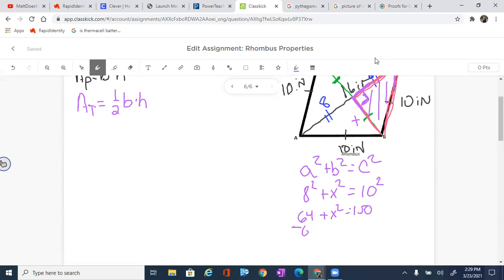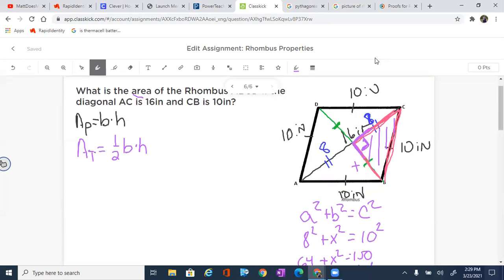We're going to subtract the 64. Okay, and X squared will be 36. And then we'll take the square root. X will become a value of 6. So in our rhombus, what we know automatically is that little value right here is the value of 6. Now, we know that we have the length and the width of this right triangle, so all we need to do is come back and find the area of that triangle.